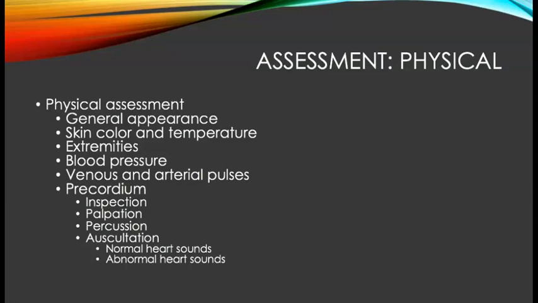So their general appearance can tell you a lot of things right off the bat. What is their skin color like? Is it consistent with ethnicity? Is it even in tone? Are they cool and clammy with their skin, or are they hot to the touch? What about the extremities? Do they have any swelling, any dependent rubor, which we'll talk about a little bit later, any clubbing of the nail beds, any varicose veins, any ulcers or wounds that you would need to address?